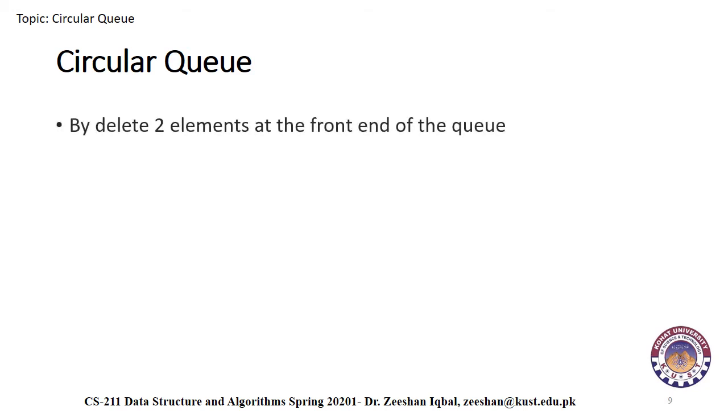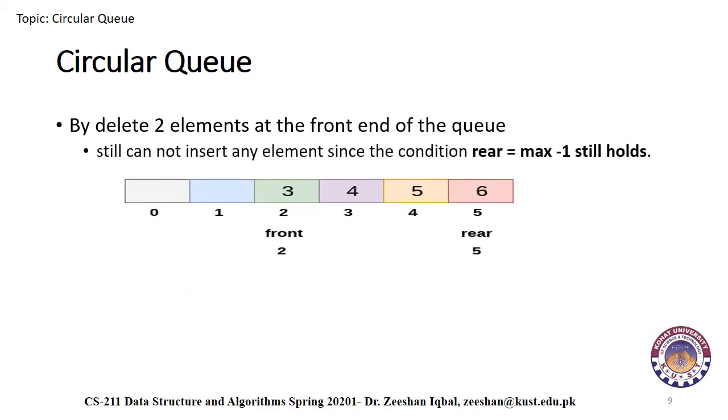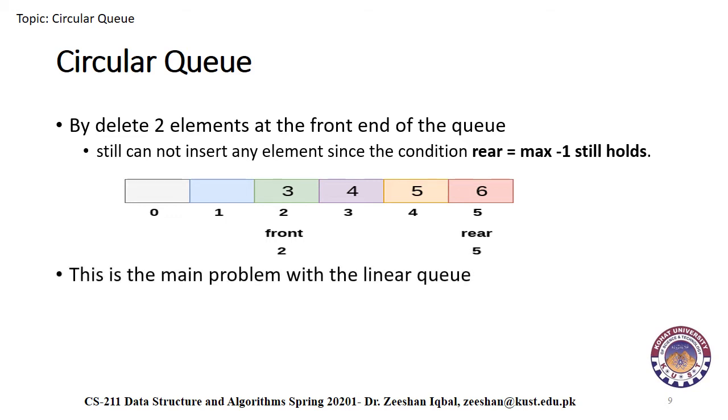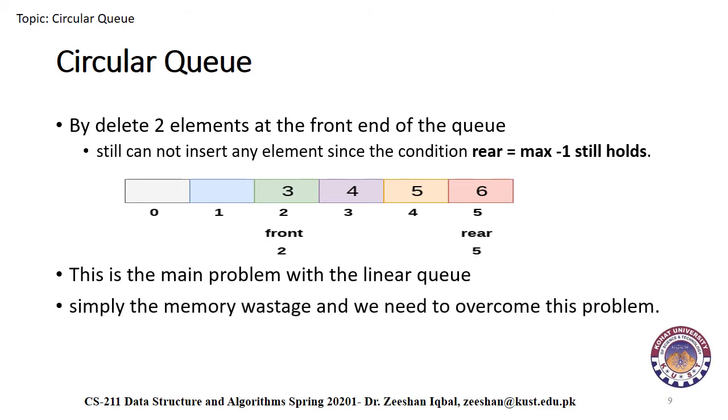However, if we delete two elements at the front end of the queue, we still cannot insert any element, since the condition rear equals max minus 1 still holds. This is the main problem with the linear queue. Although we have space available in the array, we cannot insert any more elements in the queue. This is simply wastage of memory, and we need to overcome this problem.